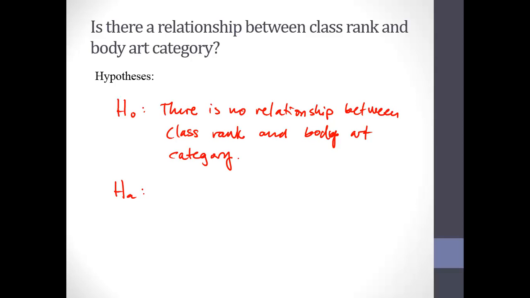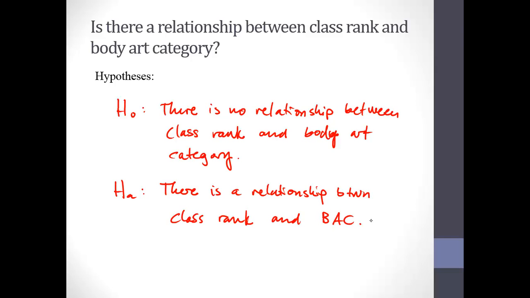What about the alternative hypothesis? It's the opposite of that, right? So we're saying that there is a relationship between class rank and body art category. So here in chapter 23, I think the hypotheses are a little more straightforward. So there's no symbols. You're just kind of writing it out in words now. There is no relationship, or there is a relationship.